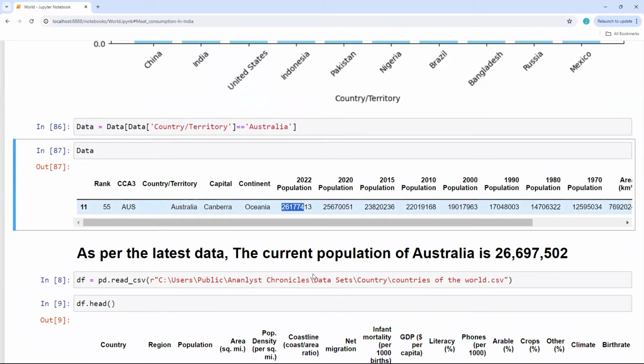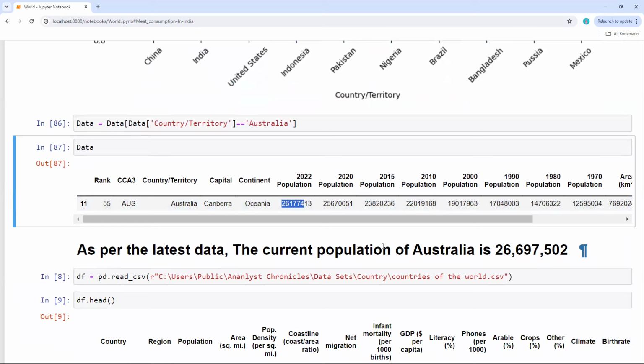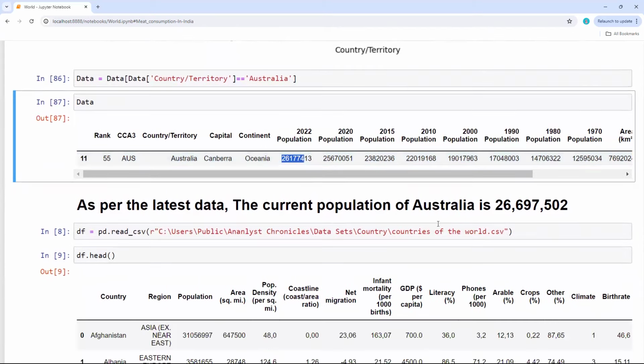As of 2022, and as per the latest data, the current population of Australia is 2 crore 66 lakh 97,502. So this is 2022, and this is further 2024, I think the latest data. There is an increase of about 6 lakh 17 thousand, roughly 50 lakh population increased from 2022 to 2024, half a million increased. And that is about the population.